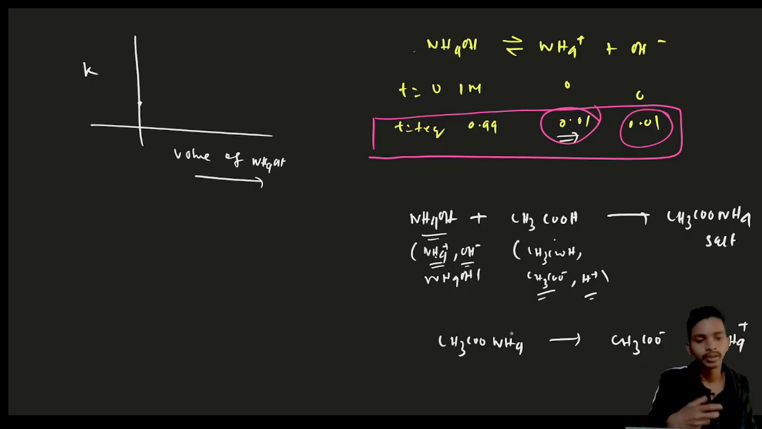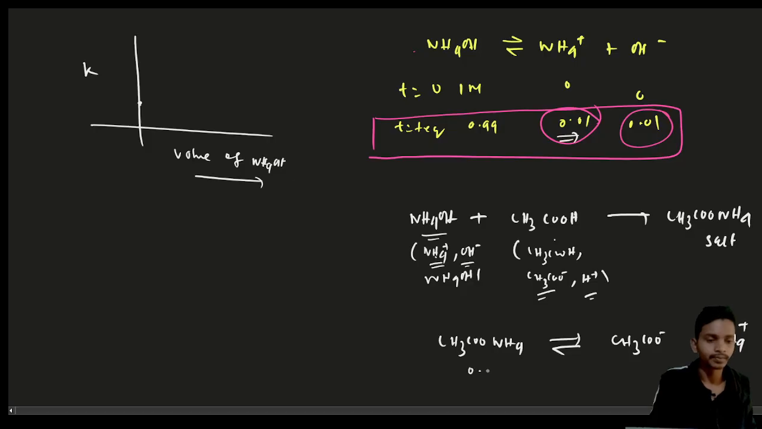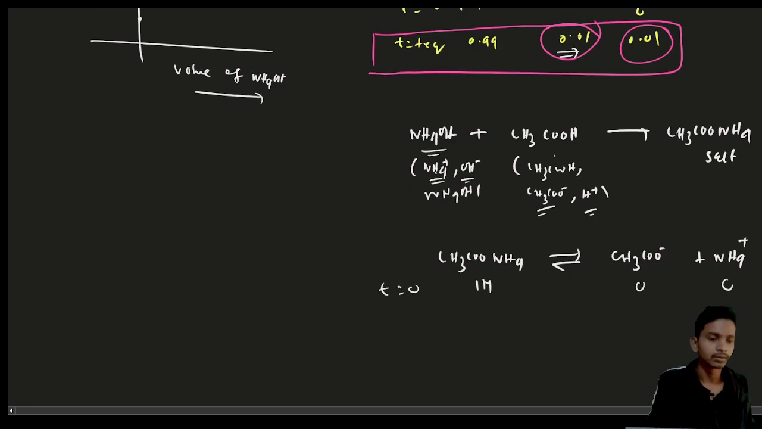Although this is also a weak salt, because this is a salt, compared to weak acid and weak base, this ionizes more. Let's say here it starts at 0, here 1 molar, then at t equals 0 it is 0, 0, and at t equals equilibrium. This is also a weak electrolyte, but with more dissociation than weak acid or weak base, because this is a salt.